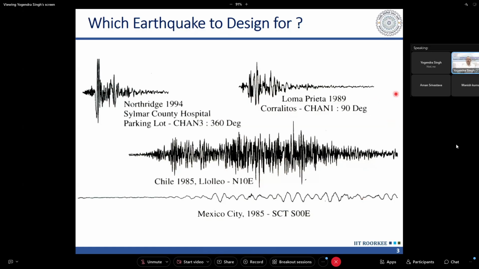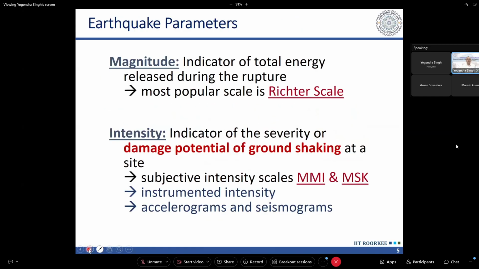So we can identify that there are three important characteristics of an earthquake motion. Before the characteristics, there are two commonly reported aspects of an earthquake. One is the magnitude and another is the intensity. Magnitude is an indicator of the total energy which is released during the earthquake rupture. There are several scales. The most popular scale, which we hear on TV, is the Richter scale. But this is of magnitude.